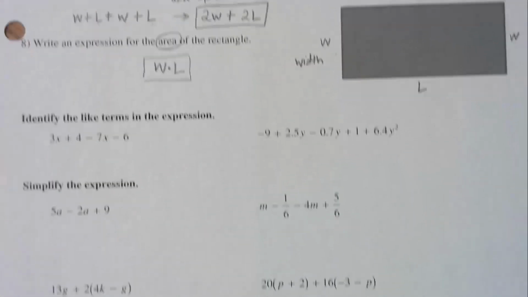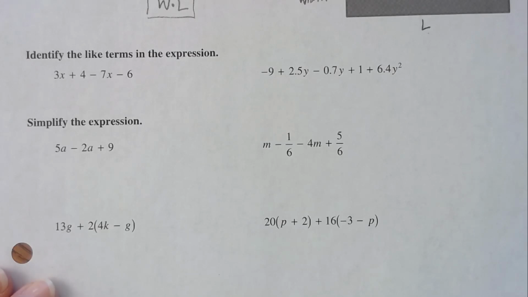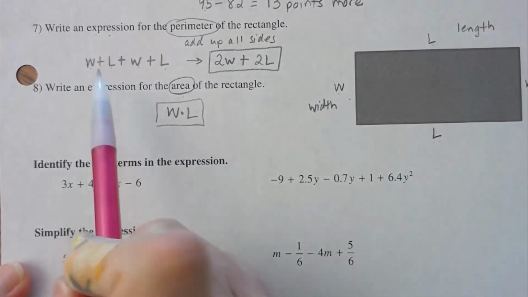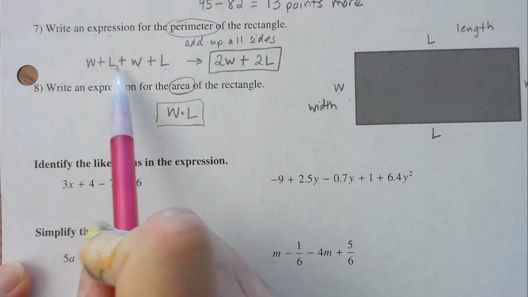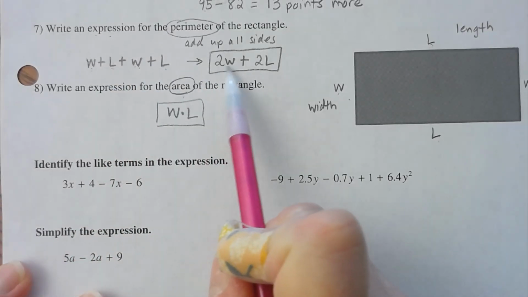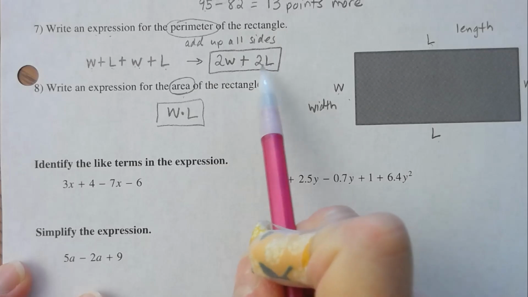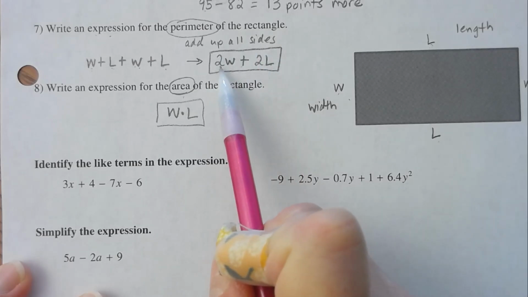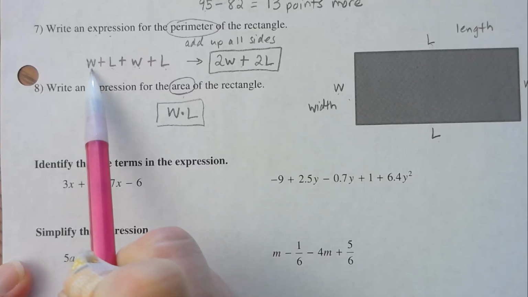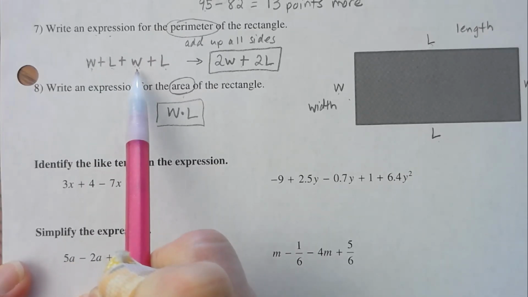Now we're going to talk about how to simplify an expression. So remember up here with the perimeter, I have W plus L plus W plus L, and I changed it to 2W plus 2L. I simplified it. I made it shorter. I combined the variables that were alike.